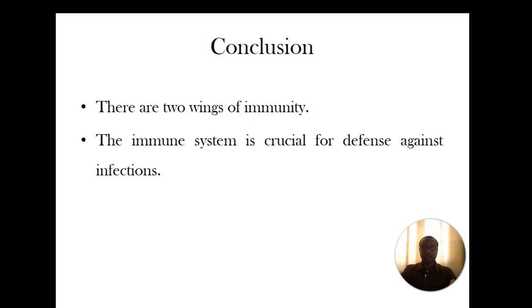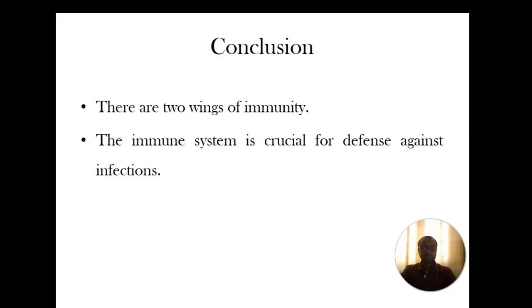The components are physical, that is the skin, the mucous membrane, and the cilia, and chemical barriers: enzymes, different complements, and different pH production, chemicals like acid in the stomach, the vaginal pH, and other mucus secretions involved in this innate immunity part.